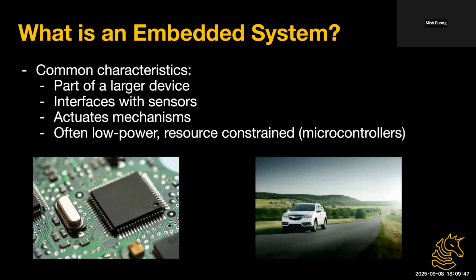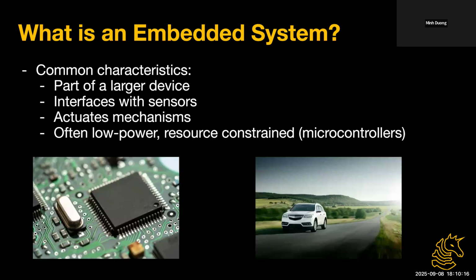Cool. So, maybe making this a little bit more specific, that's a very broad and comprehensive definition. Some common things: it's part of a larger device, right? So maybe you think of a robot or something, particularly one that interfaces with sensors, or maybe actuates mechanical things. An example of that would be a car. It has both of those: sensors and the actual driving of the car.